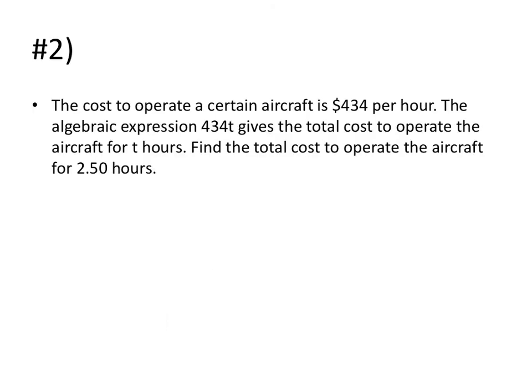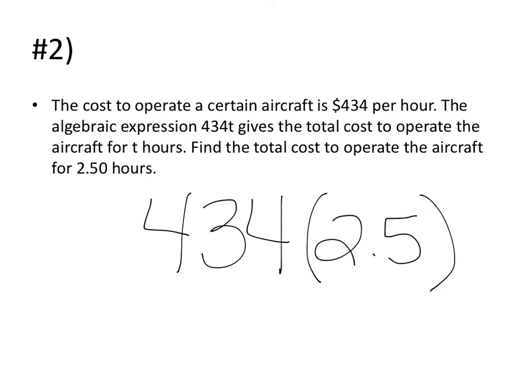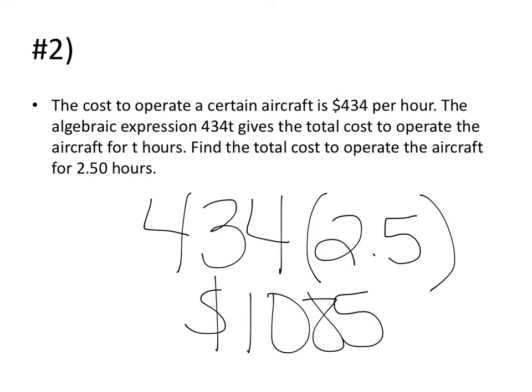Here we have the cost to operate a certain aircraft is $434 per hour. The algebraic expression 434t gives the total cost to operate the aircraft for t hours. Find the total cost to operate the aircraft for 2.5 hours. So we're going to take the formula they gave us, which is 434t, and instead of t we're going to do 2.5, which is the same as 2.50. So you're going to take 434 times 2.5, which is $1,085.